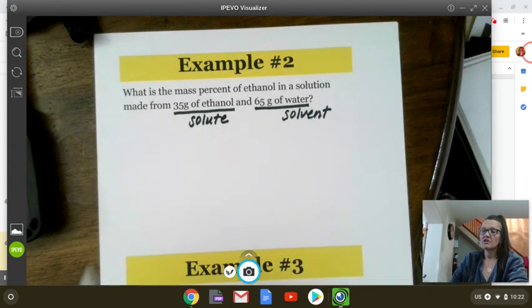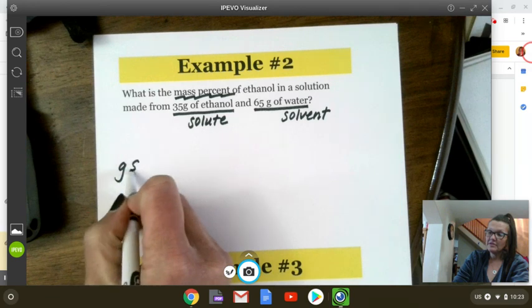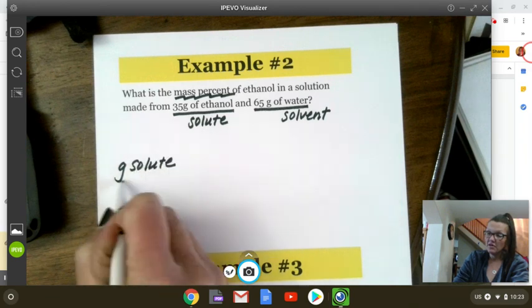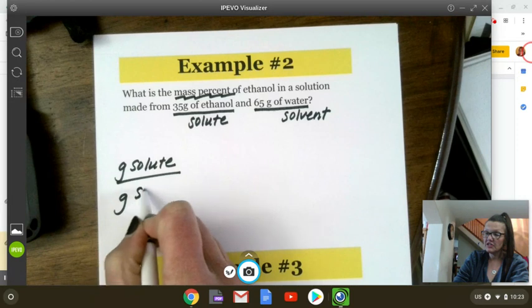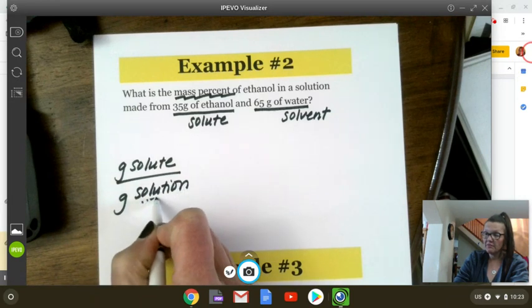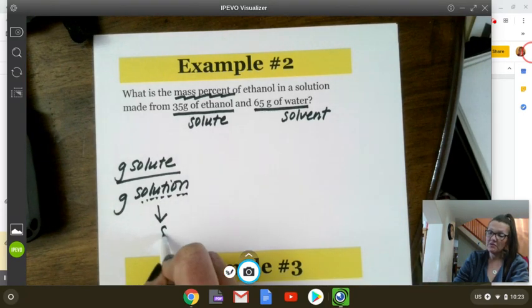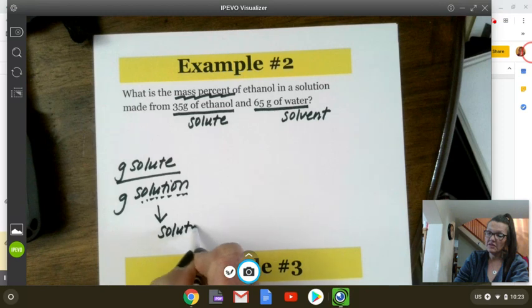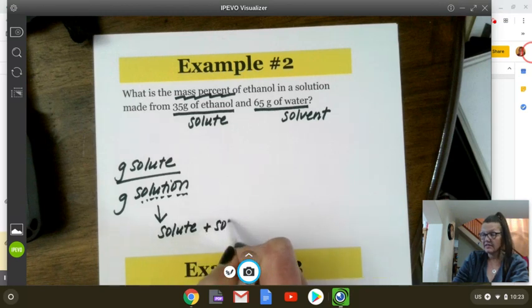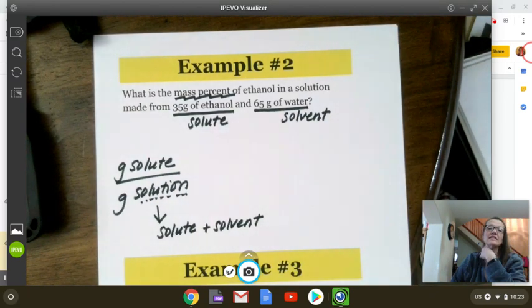Okay, so remember, to do mass percent, we need to know our grams of solute over grams of solution, right? Real important right there that you notice that it's the solution. Remember that solution is equal to the solute plus the solvent. So in this problem, it doesn't tell us the mass of the whole solution. It tells us the mass of the two parts. So we're going to have to do a little bit of math to figure that out.